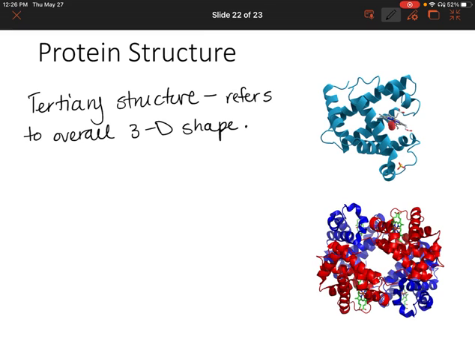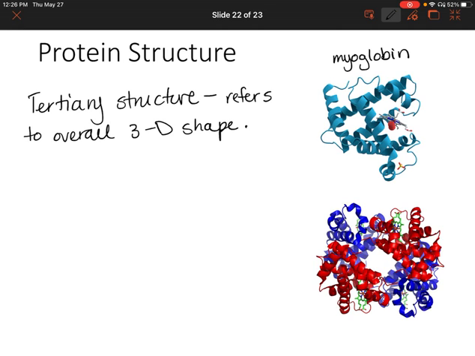So for example, in an aqueous solution, proteins will typically shape themselves so that polar groups are pointing out towards water and nonpolar groups are kind of inside, away from the aqueous solution. So myoglobin is shown off to the right here. This is a protein that stores oxygen.